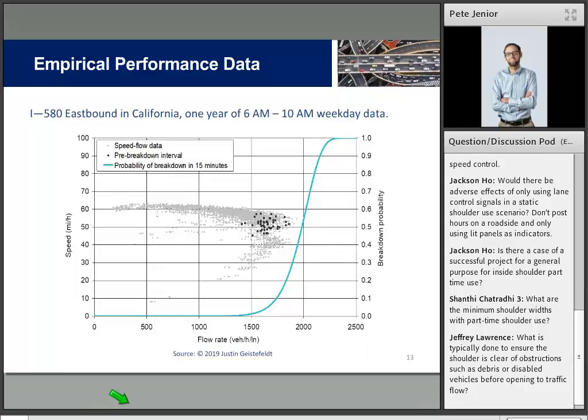This is the type of thing that can be done with sensor data. This is a freeway in California. It's not a freeway with part-time shoulder use. It's just an example of a congested urban freeway. These points represent observations over an entire year, in 15-minute bins of time, and the black points represent a time period that occurred 15 minutes before the breakdown of traffic flow on the freeway.